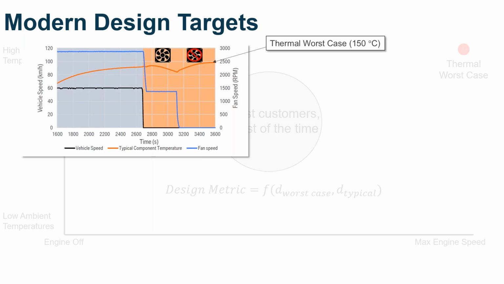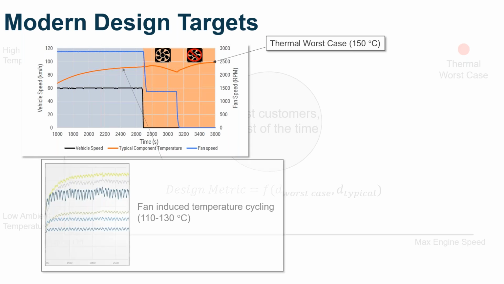Translating all that into a more practical example, we look at the results of this test. We can see that our thermal worst case happens once in the test cycle and happens at 150 C near the very end of the test. Meanwhile, during the warm-up period, there's a fan-induced temperature cycling that's causing all the temperature components to rise and fall very quickly and very cyclically. And that oscillation is about 110 to 130 degrees C.